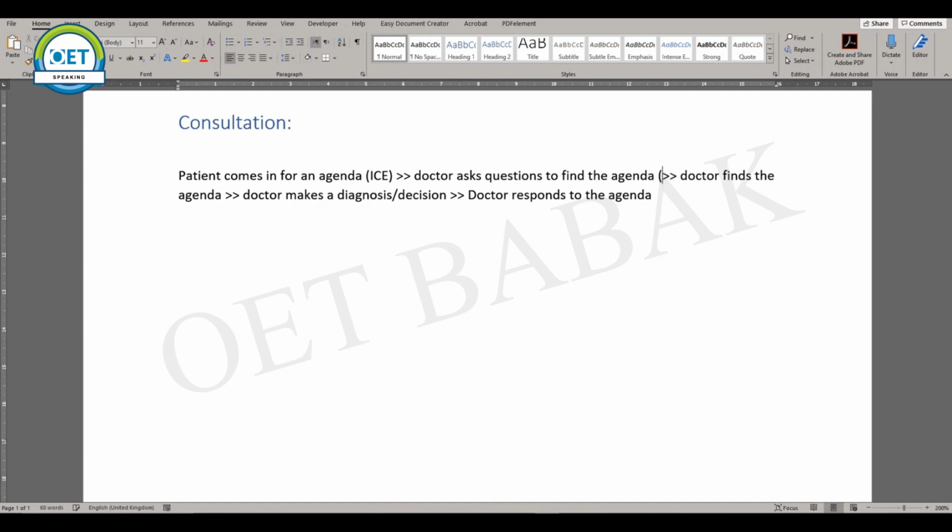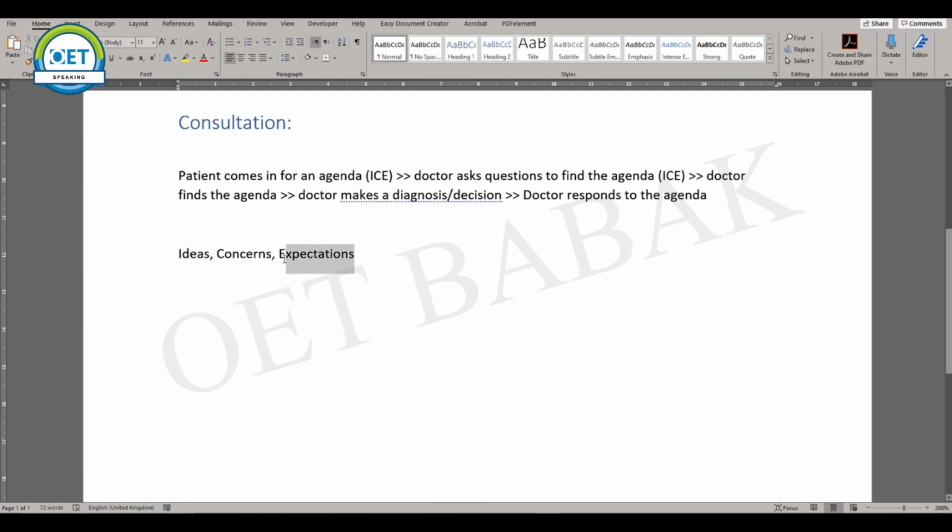That's the agenda. It means what the patient thinks, what the patient is worried about, and what the patient expects. So you will see a lot of this ICE: ideas, concerns, expectations. Okay. So usually the easiest one to find out is the expectations. Sometimes the patient comes and tells you, "I'm worried about something." Sometimes they come with an idea, but usually you need to find out the idea. But most commonly they come with an expectation. "I want something." Okay.